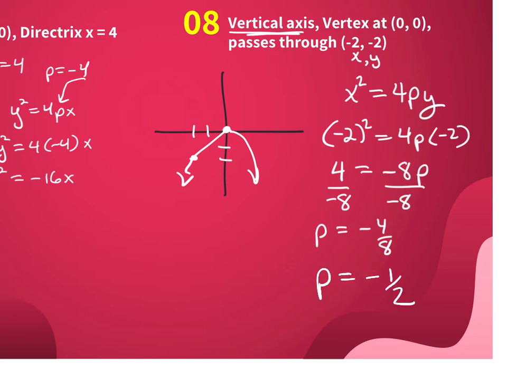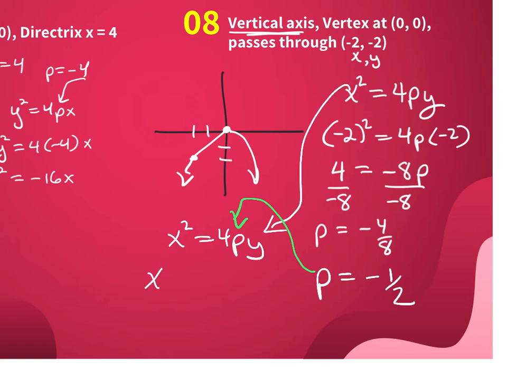I now take that p-value, and I'm going to rewrite the equation I wrote initially, but this time all we're replacing is the p. So we get x squared equals 4 times -1/2. X squared equals -2 y. And we're done.